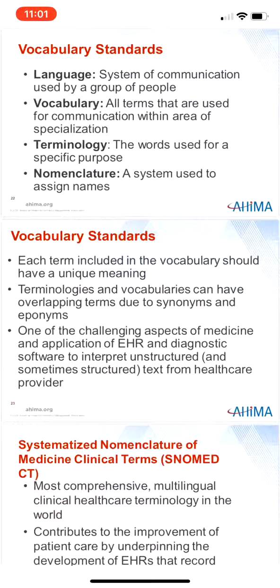Terminologies in general are a set of terms representing the system of concepts of a particular subject field. A clinical terminology provides the proper context and usage of clinical words as names or symbols. Terminologies, along with the classification systems, are necessary to support the EHR, personal health record, and population health reporting as well as quality reporting. Vocabularies and terminologies can have overlapping terms due to synonyms and eponyms. This is one of the challenging aspects of medicine and the application of EHR and diagnostic software to interpret unstructured and sometimes structured text from a physician or a healthcare provider.